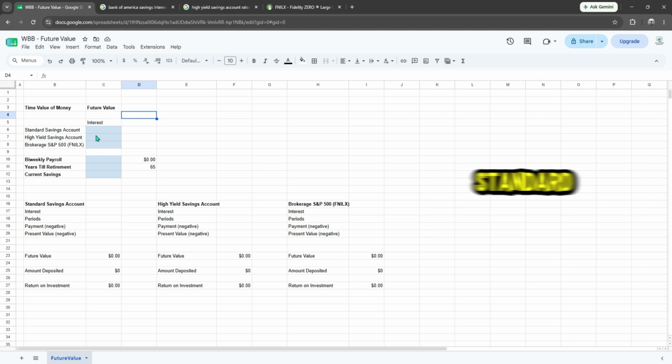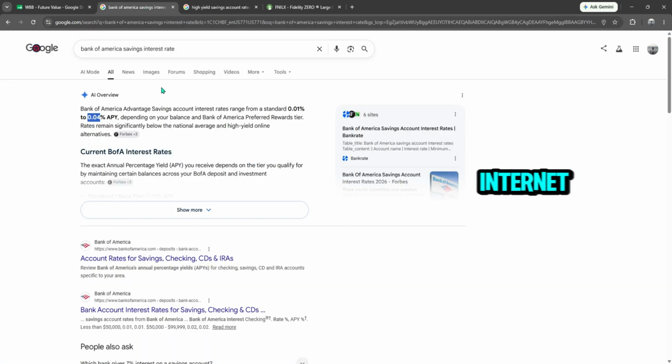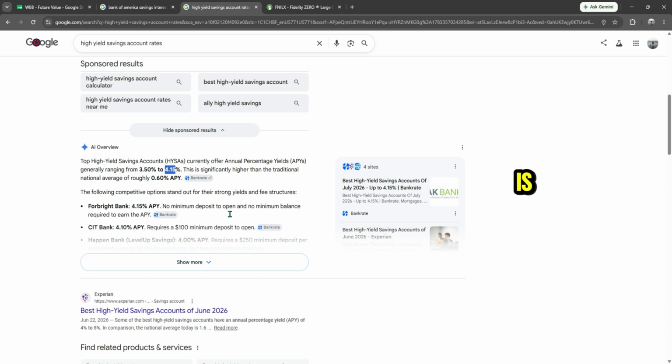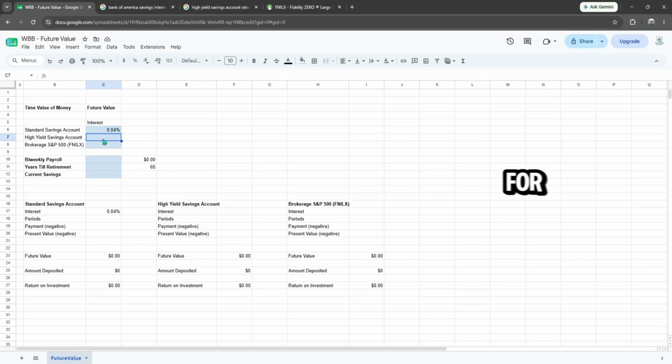Starting here with the standard savings account, I went to the internet and found that Bank of America has on the high end 0.04%, which is almost laughable, considering that they're loaning out all your money. 0.04%. High yield savings account: this is where I went to Google and used Gemini, and here it is, 3.5 to 4.15. Citibank, 4.10. So we'll just stick with 4.15. Let's go on the high end for these guys.